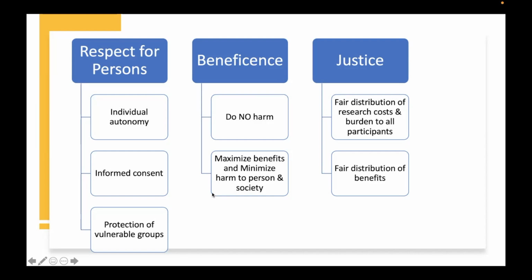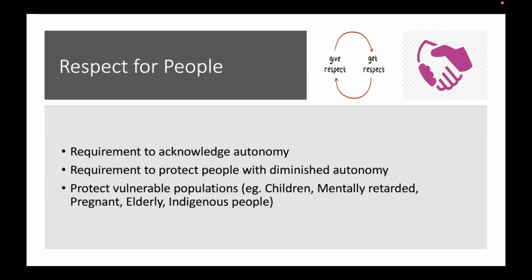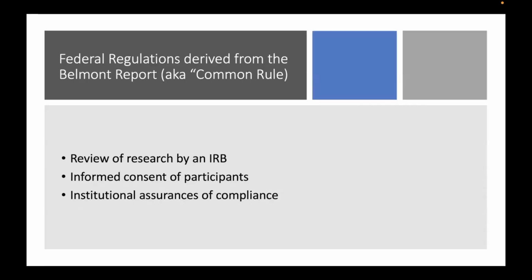So again, the three core principles under the Belmont Report: respect for persons, beneficence, and justice. Now, for respect for people, remember, we have to acknowledge autonomy. We have to protect individuals with reduced or diminished autonomy. And these are the vulnerable population. So as mentioned earlier, children, those who are mentally retarded, those who are pregnant, those who are elderly, those who belong to indigenous groups. Okay, so we have to respect people.